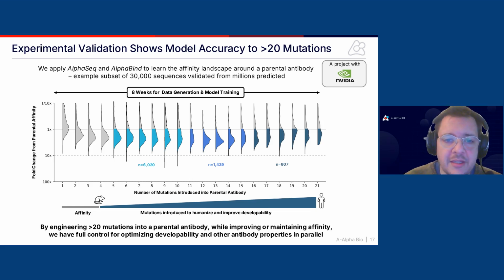So the workflow here is that we start with a parental antibody. We have our pre-trained model. It's been trained on high throughput affinity data. We then generate one data set for model training, which is about eight weeks in the lab with Twist oligo libraries. We now have a fine-tuned affinity model for this candidate, which is going to be highly accurate. And now we can generate in silico really highly affine and very sequence diverse antibodies.